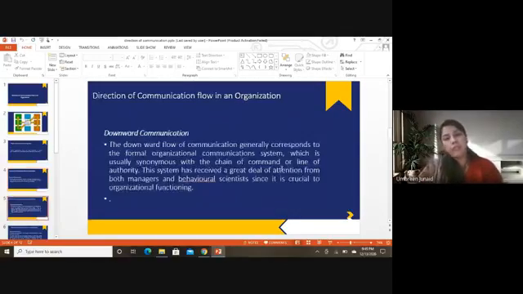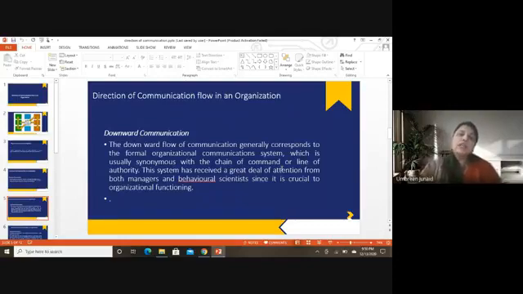The downward flow of communication generally corresponds to the formal organizational communication system, which is usually synonymous with the chain of command or line of authority. Exactly, when we say the message is passing through a proper channel, it means the chain of command is being followed. What is the chain of command? From the boss to the next step, to the next step, to the next step. It's never that a message from 4 is directly given to 1. No, it's not so. The message would flow from 4 to 3, then to 2, then to 1. So this is the chain of command or line of authority.